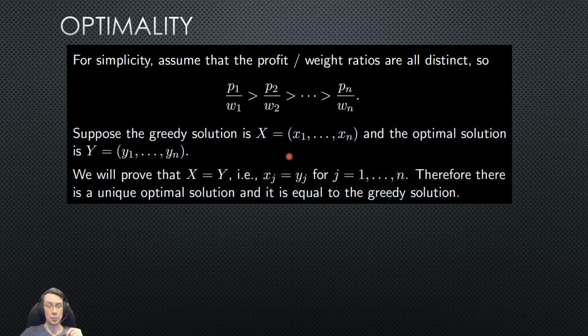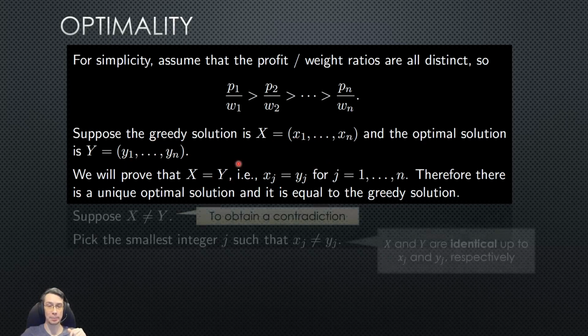Now suppose that the greedy solution is x, which is the sequence x1 up to xn, and the optimal solution is y, the sequence y1 up to yn. We're going to prove actually that x must be equal to y simply because y is optimal. In other words, we're going to prove that there is a unique optimal solution that's exactly equal to the greedy solution. So what do I mean by x equal to y? Of course, it means that x1 equals y1, x2 equals y2, and so on.